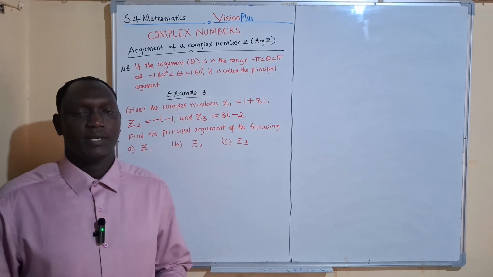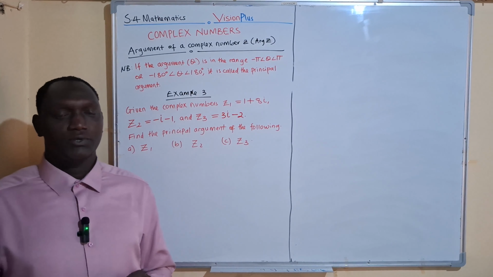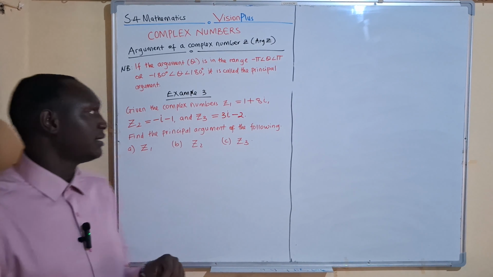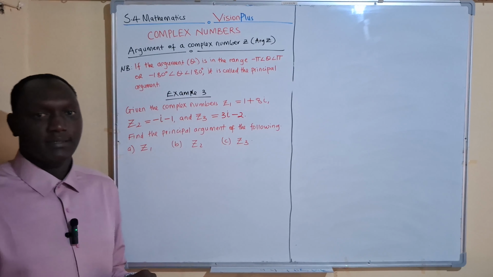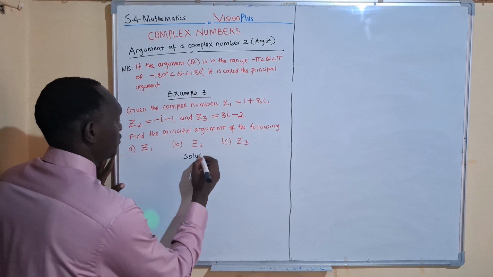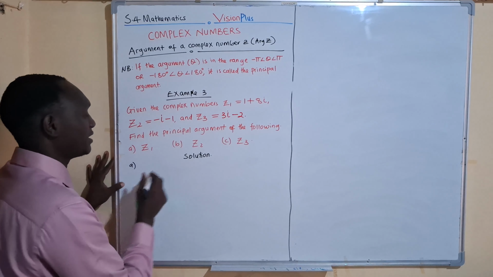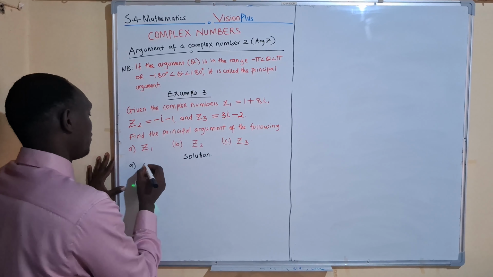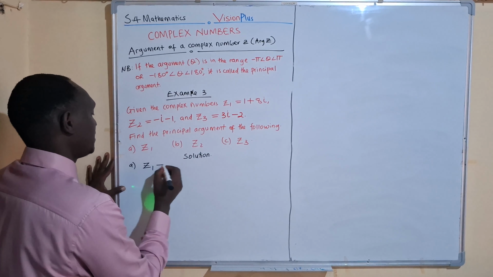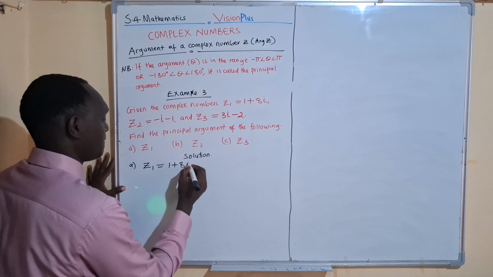Welcome to Vision Plus and welcome back to this Senior Mathematics series on complex numbers. We are now doing example 3 under argument of a complex number. Example 3 says that we are given 3 complex numbers and we need to find the principal argument of part A, z1, which is given as 1 plus 8i.